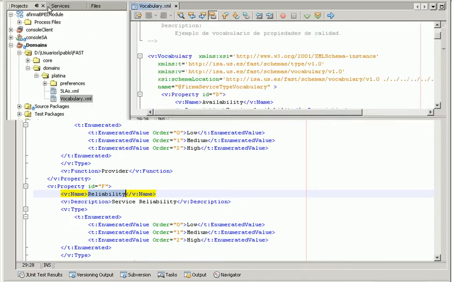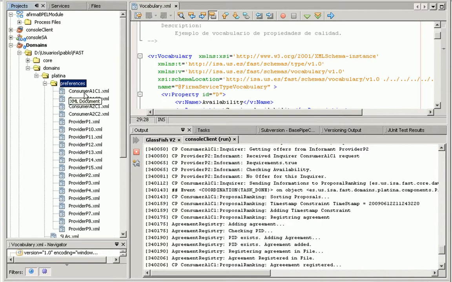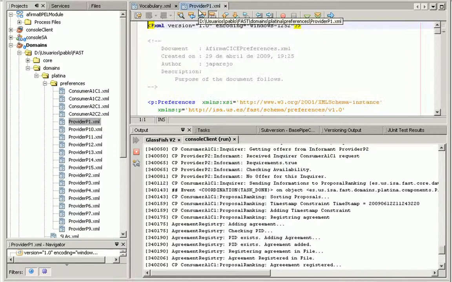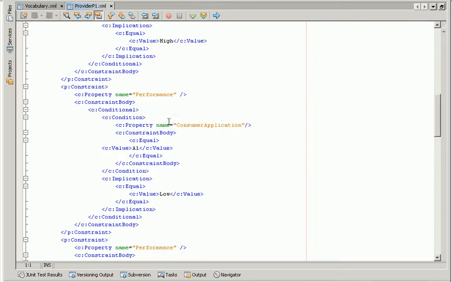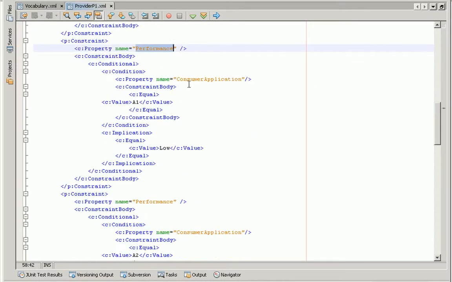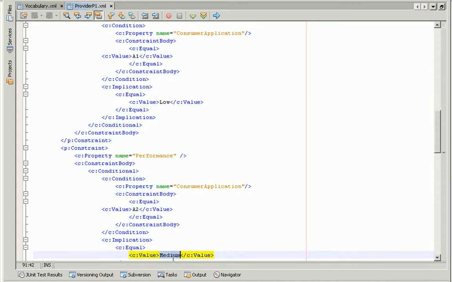Also, in the preferences directory, we can see all the preferences files for each party. We can see, for example, provider P1 that has all these preferences. In particular, for example, performance is a conditional property that, depending on the consumer application, has either value low or medium if the consumer application is A1 or A2.